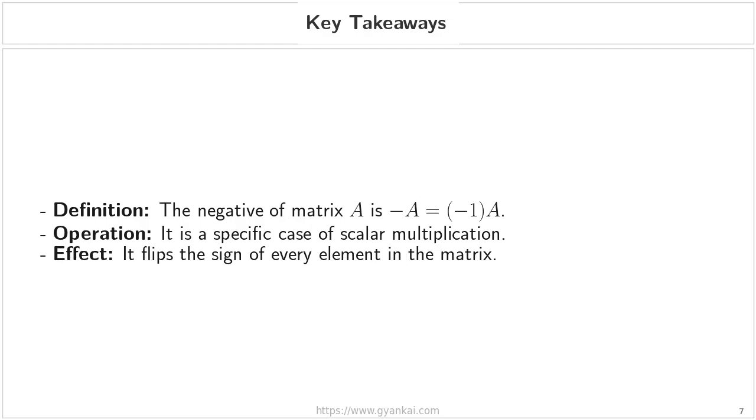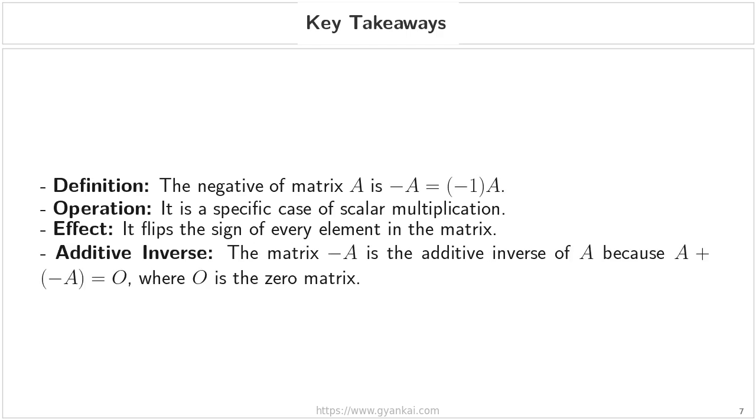In terms of the actual effect on the matrix, as you saw in our step-by-step examples, this process simply flips the sign of every single element within the matrix, turning positives into negatives and negatives into positives. Finally, it is crucial to understand the concept of the additive inverse. Matrix -A is considered the additive inverse of matrix A. This is because if you were to add matrix A to matrix -A, the result would be the 0 matrix, which is a matrix where every single element is 0.